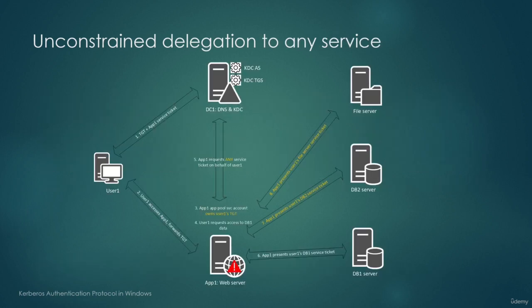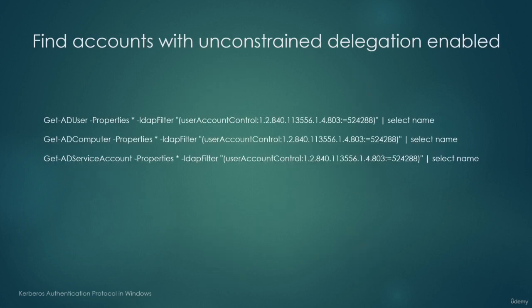If the App1 service account got compromised, it could request service tickets to other resources on the network, even though it was not authorized to do so. We should identify service accounts configured for unconstrained delegation and disable it where possible. Let's see how the client's TGT shows up in the service account ticket cache.